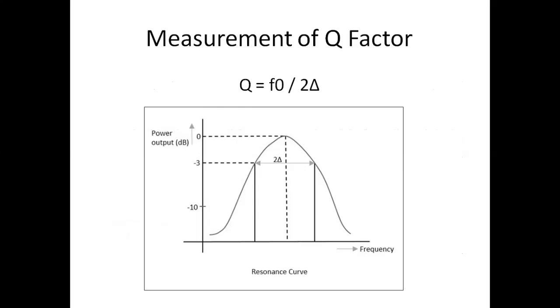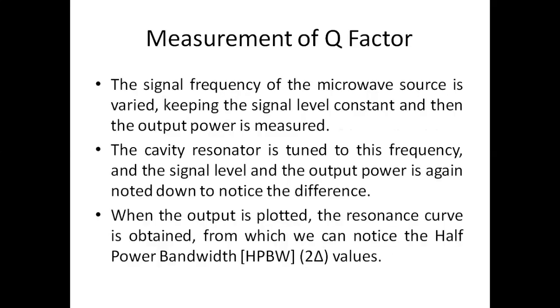That is the resonant frequency divided by 2 delta. This 2 delta is the half power bandwidth of the signal. By taking the ratio of f naught and 2 delta, we can easily find the value of Q factor. This is how we will measure the Q factor of the microwave frequency.